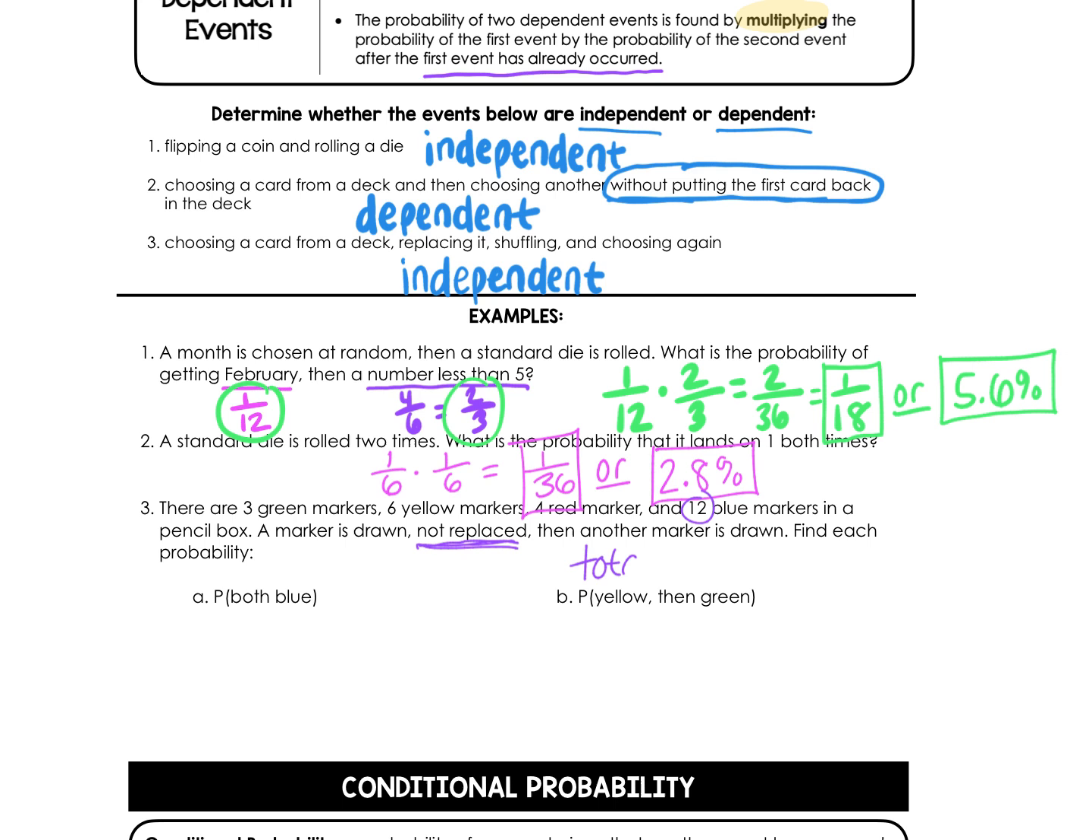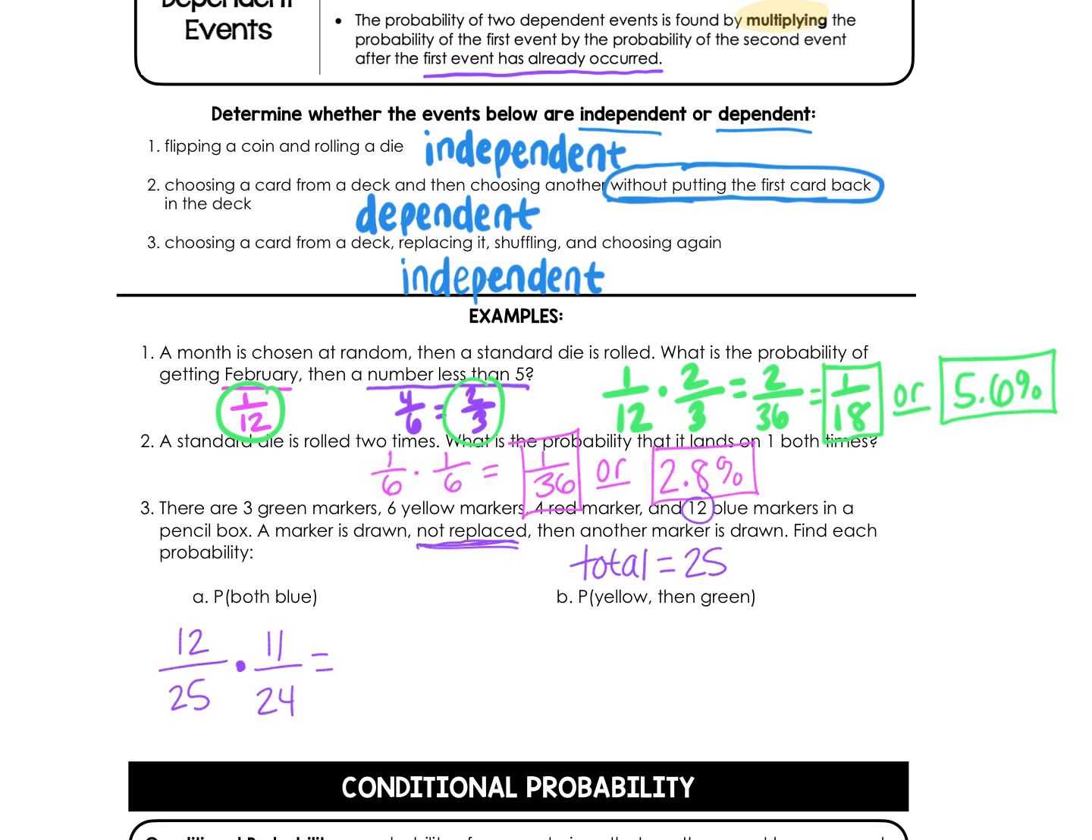markers. Add all those together, and you should end up getting 25. So there are 12 blue markers out of 25. So the probability of picking a blue one the first time is 12/25, so about 1/2. But then after you pick that blue one, you're not putting it back in. So there's only 11 blue ones left out of a total of 24.